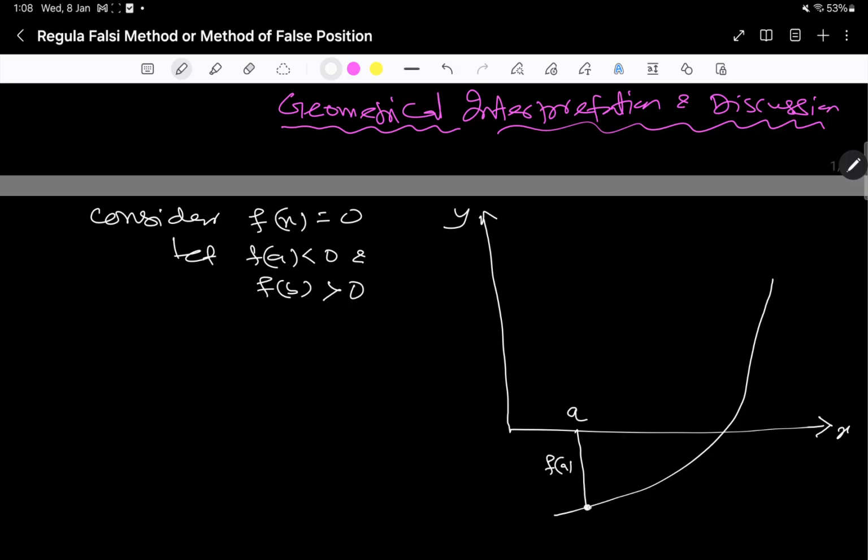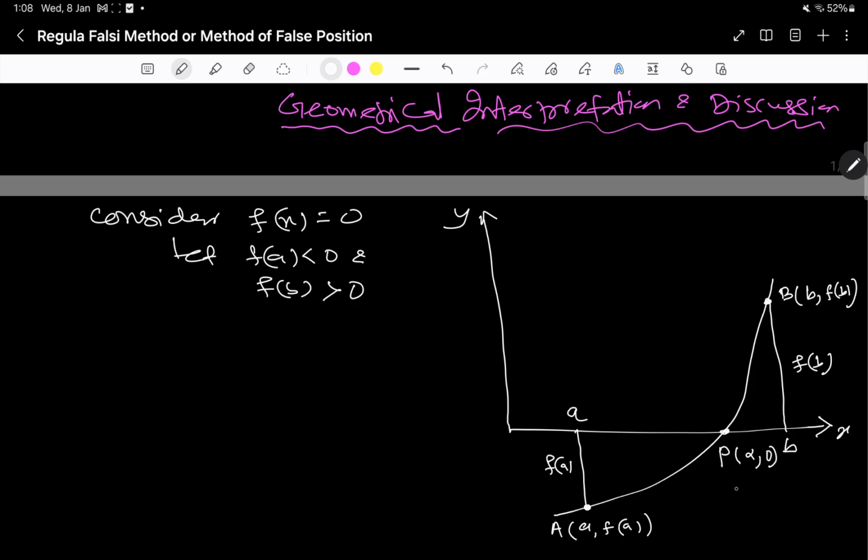The coordinate of this point is (a, f(a)). This is my point capital A, and this is my point B, with coordinate (b, f(b)). Now this curve crosses the x-axis at a point, say P, and the coordinate is (alpha, 0).